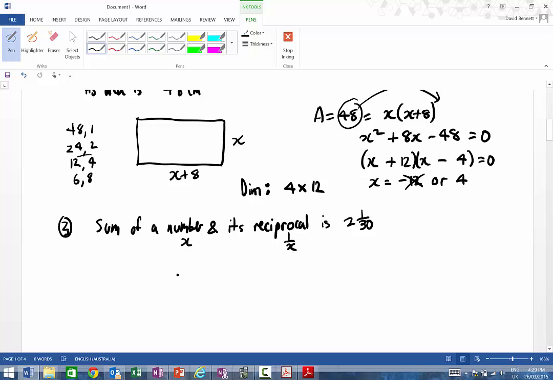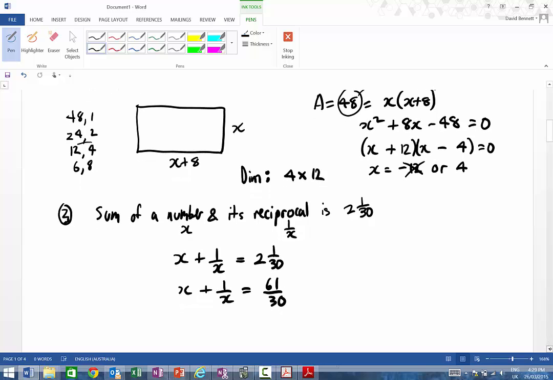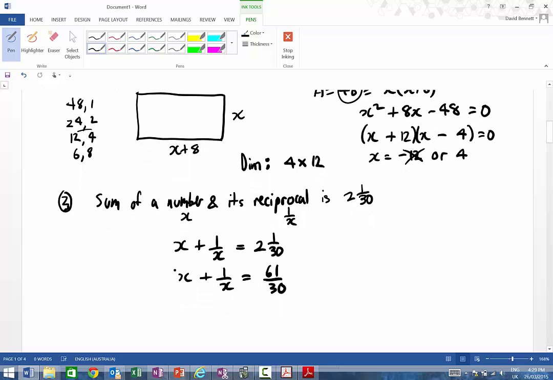So in other words, the sum is simply going to be x plus 1 on x, and that's equal to 2 and 1/30. Now 2 times 30 is 60, so we're going to say x plus 1 over x is equal to 61 on 30. Now, just letting you know, I don't like fractions anymore. I actually do, I'm a maths teacher, but I know students don't like fractions, so one of the things that we like to do is get rid of them.